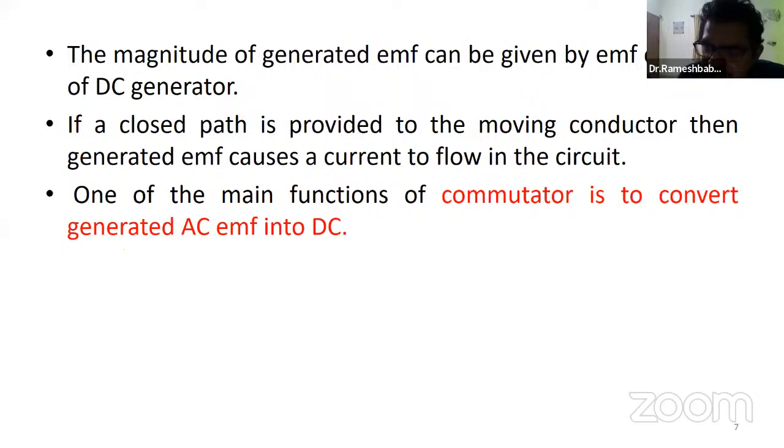So this is called the induced EMF. As per Faraday's law, the induced EMF is AC. It is not DC. But it's a DC generator, so we need to convert the AC into DC. We'll be using a commutator as an element. I hope you understand what a generator is and the principle of operation of the generator. Now I'm moving to the construction of the generator.